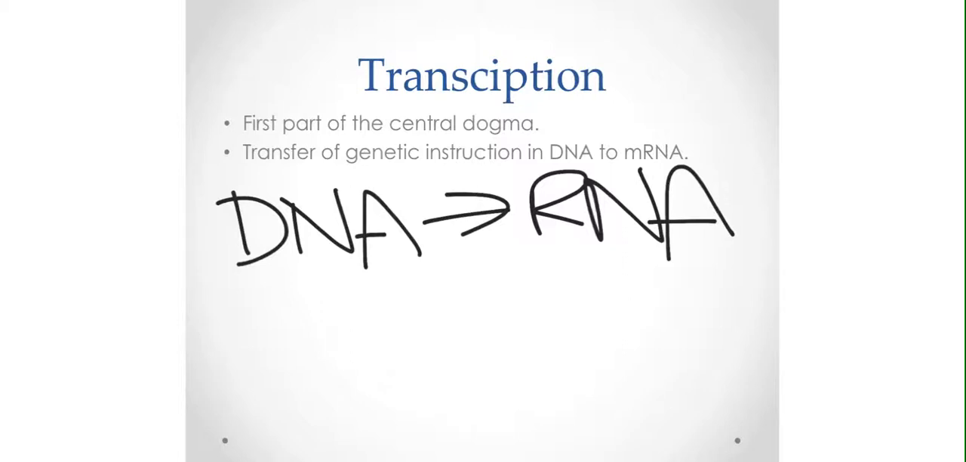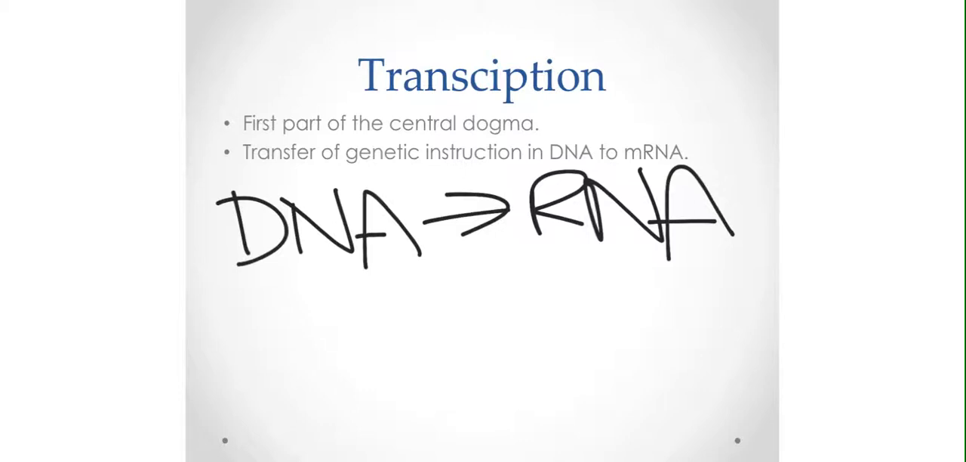The first portion is called transcription. It's the transfer of genetic instruction in DNA to make an mRNA, which is messenger RNA. Do you remember the role of messenger RNA? If you don't, look back in your notes, try to figure it out. So the basic gist of this is that during transcription, a strand of messenger RNA is made that is complementary to a strand of DNA.